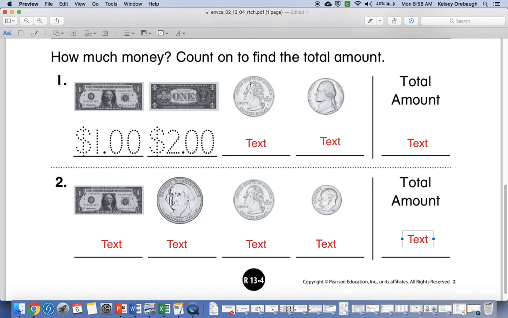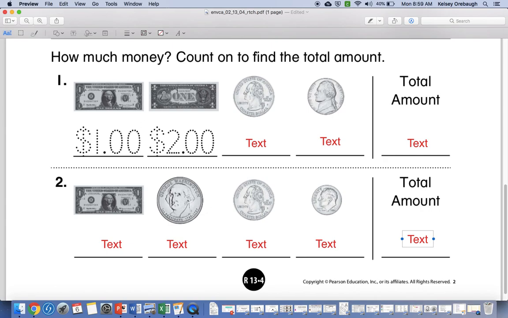How much money? Count on to find the total amount. They've started this for us. We see a dollar bill first. We know that a dollar bill is worth $1. We have our dollar symbol, the number 1, the decimal point, and 00 to represent no cents.